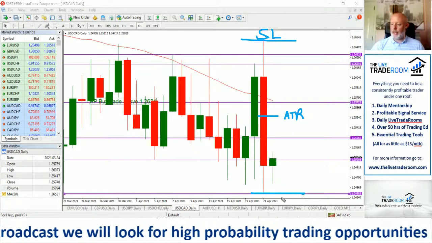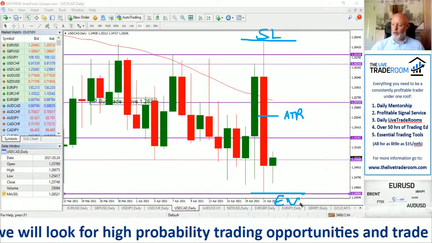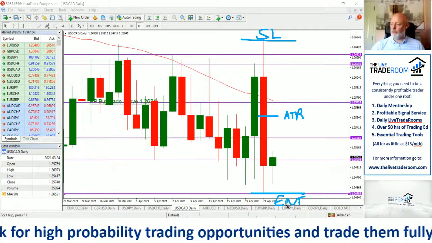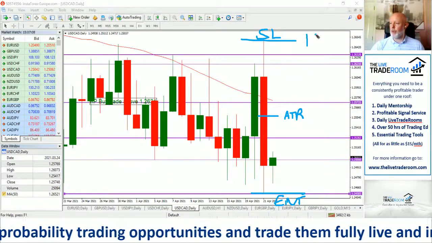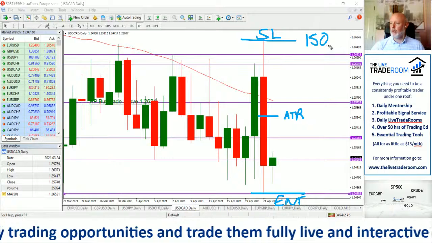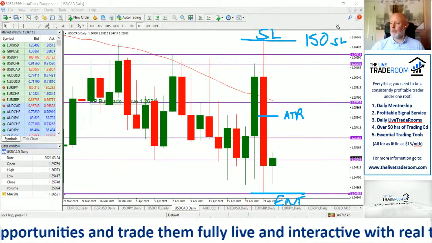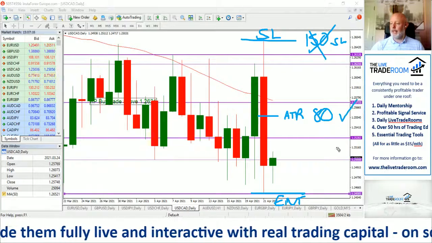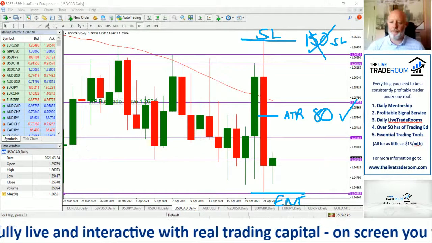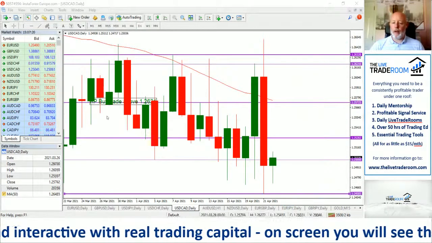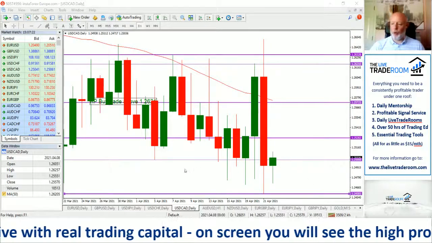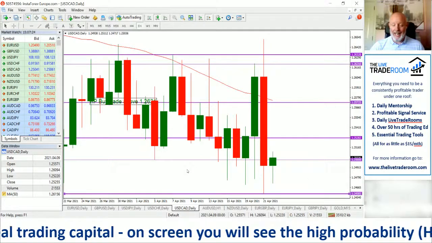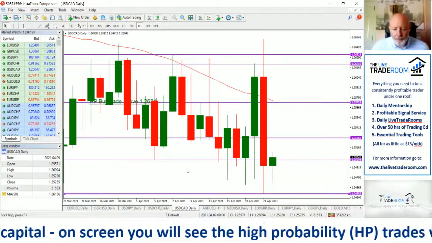So our entry's at this level, and instead of having, I suppose, a 150 pip stop loss, we've actually got like an 80 pip stop loss instead. So it just gives us a better opportunity to get that positive risk reward that we need before getting into a trade.